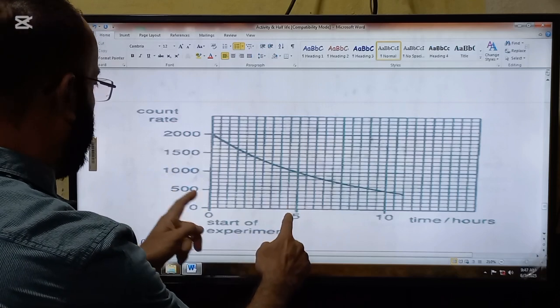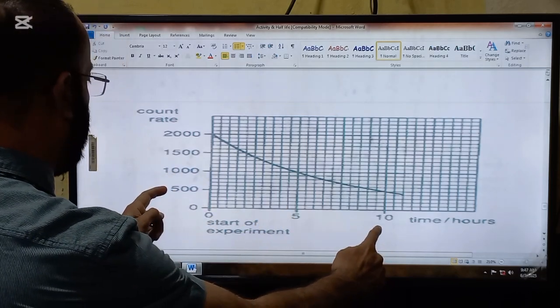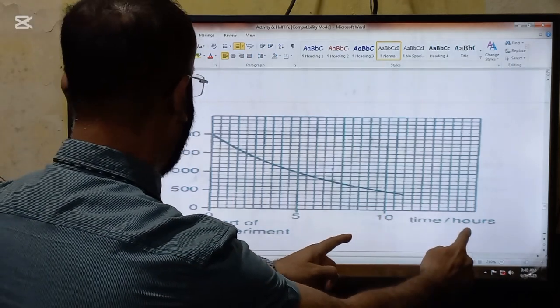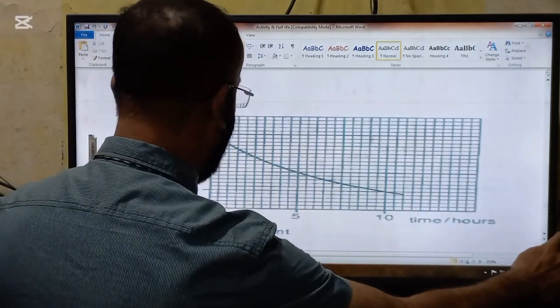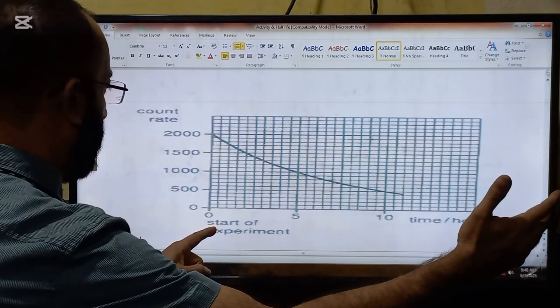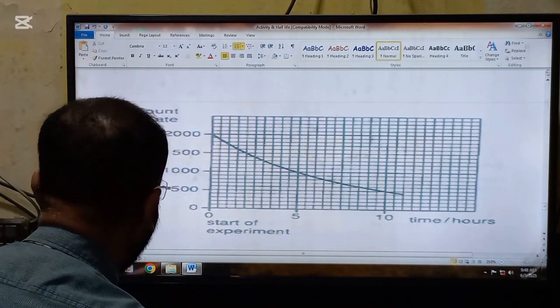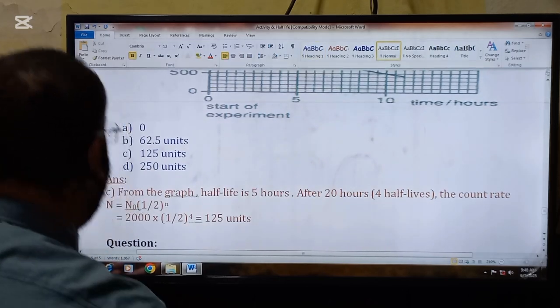So 5 hours, 1000, in another 5 hours, that will be 500. In another 5 hours, that will be 250. And in another 5 hours, that will be 125. So after 20 hours, count rate will be 125. So these are actually the options given. So C part will be the answer.